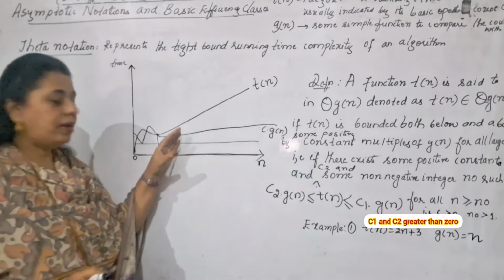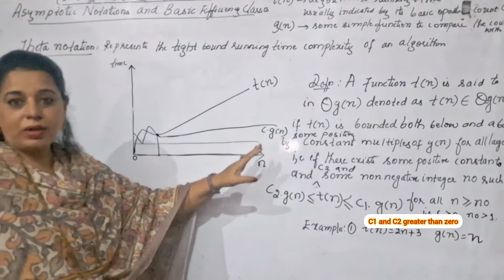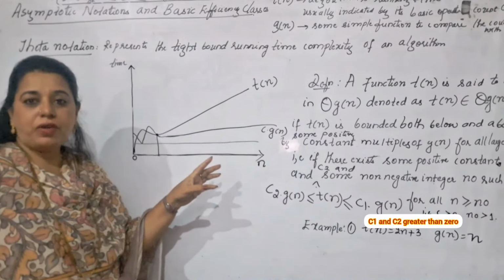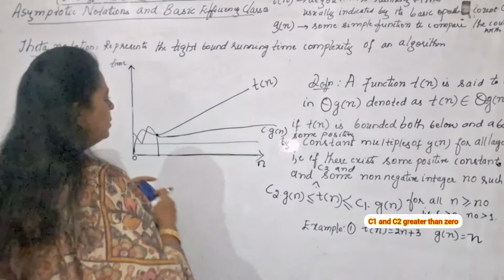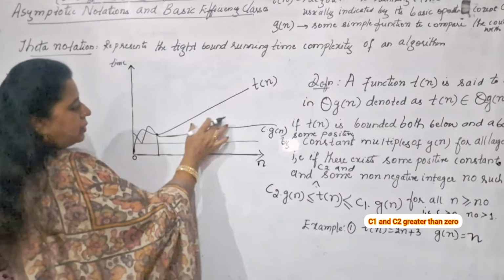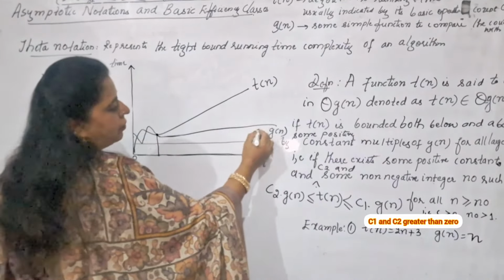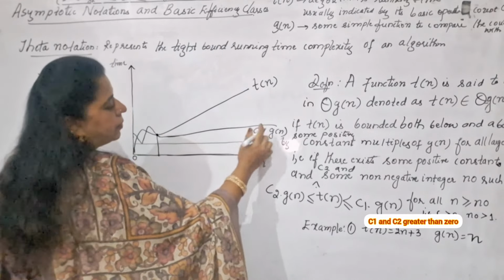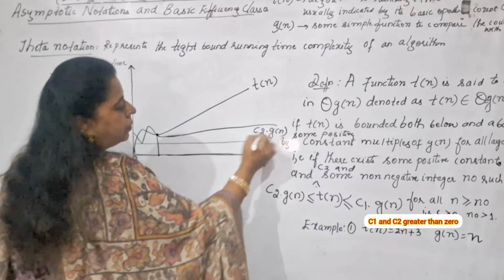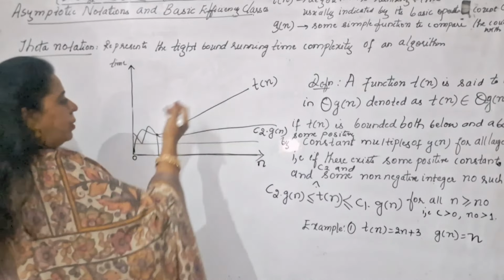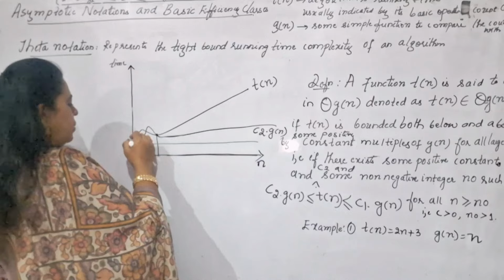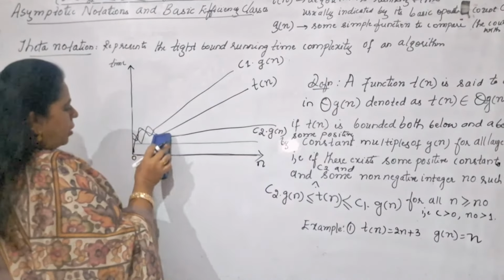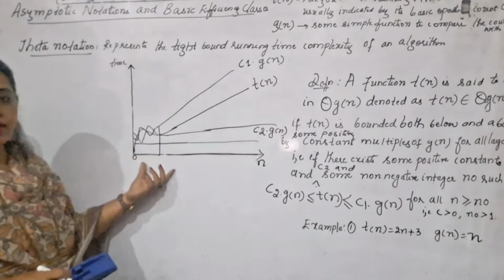The same thing we can understand with the help of a graph. Now it is not just one function in the graph, you have to show two functions. One is c1 into g of n and another is c2 into g of n. So for the same graph I wrote earlier, I'll make this c2. I need to put c1 above t of n, so that one I'll also include here. This one is your c1 into g of n. Now the graph will appear in this manner.